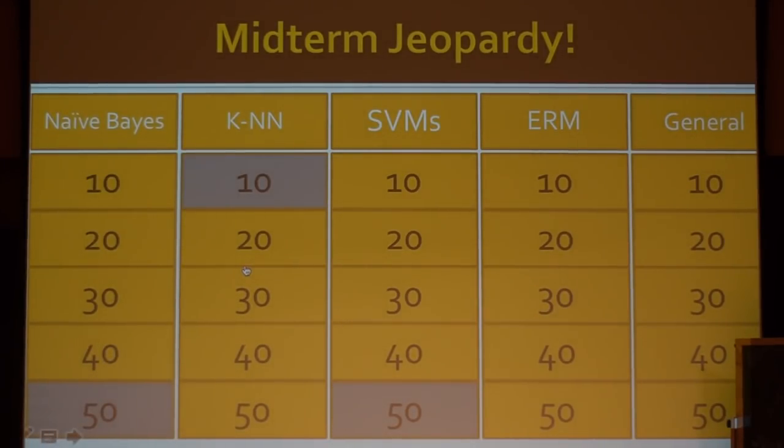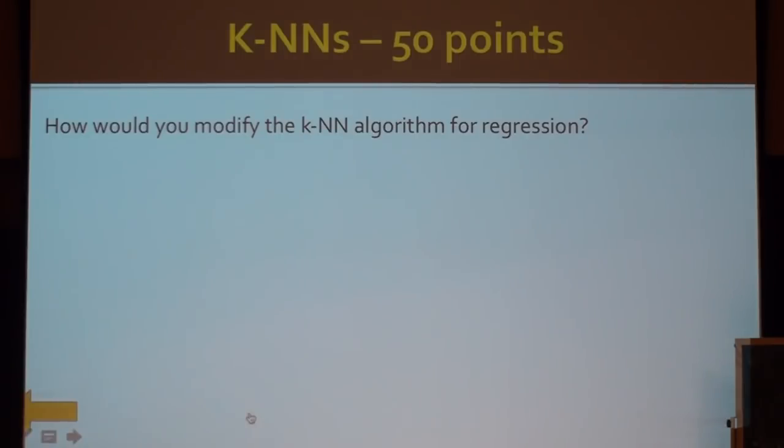Natasha, right? You can pick the next one. k-NN 50. You guys, I like it. You go for the big ones. All right, ready, set, go. How would you modify the k-NN algorithm for regression?